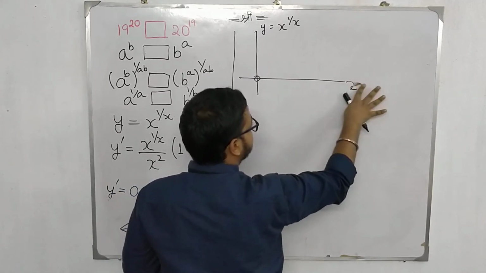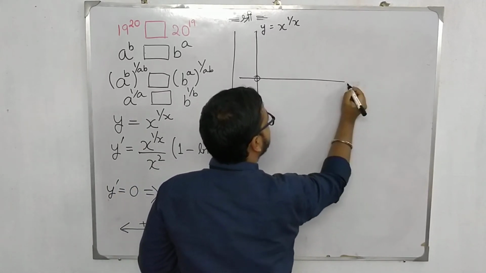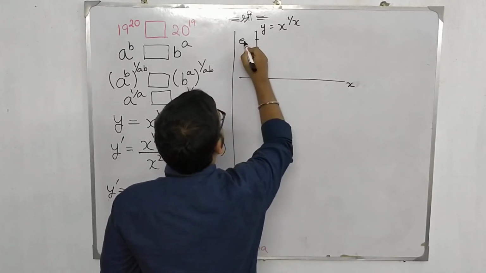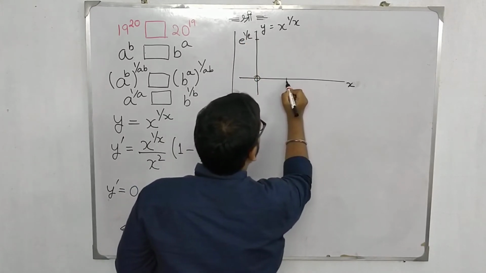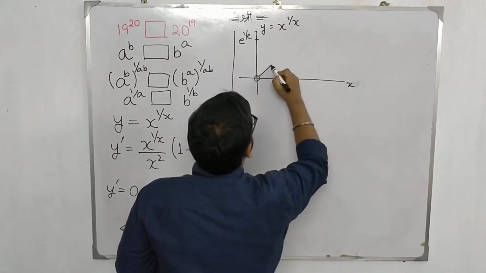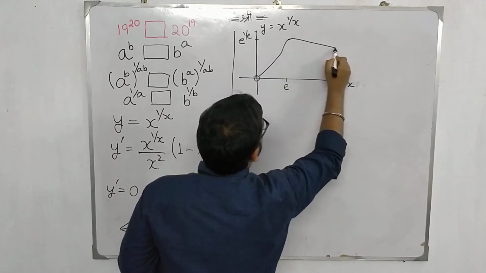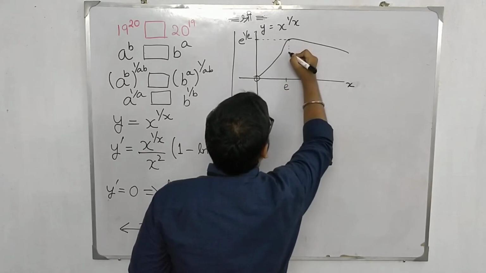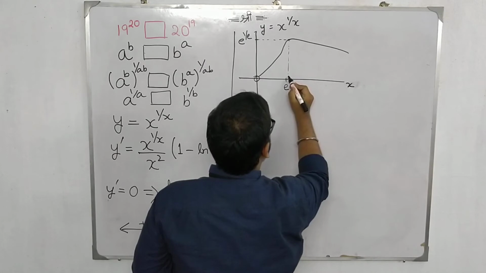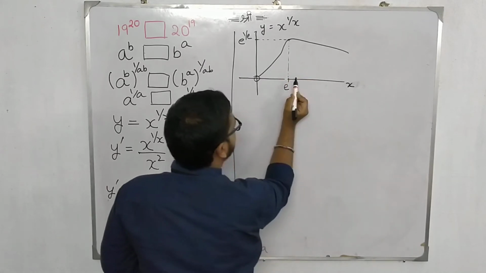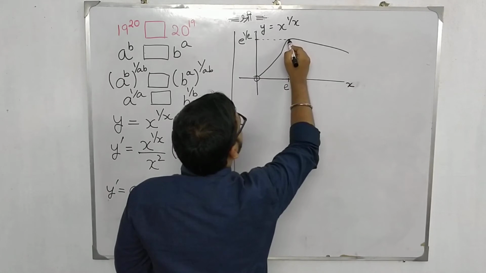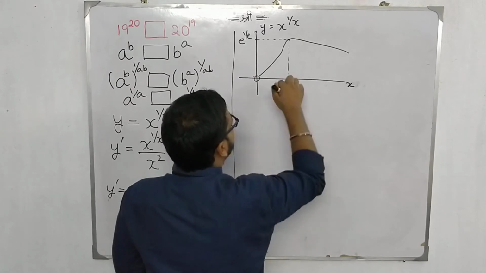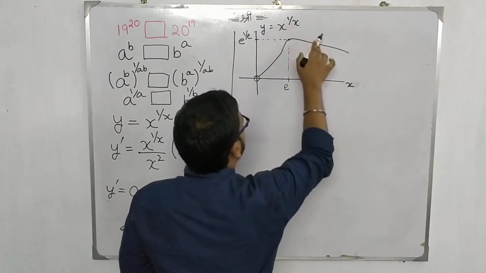This is the x-axis. So this graph will have a maxima at e ka power 1 by e, at x equal to e. So this graph goes like this and then it comes down, and this is the maxima which will be near around this. So this is the critical point e at which we get the maximum value, which is e ka power 1 by e, and this will be the graph of x to the power 1 by x.